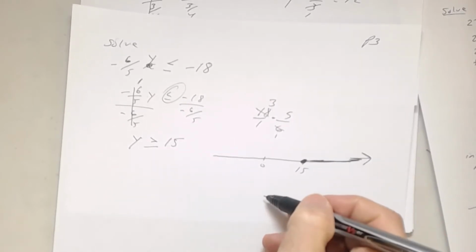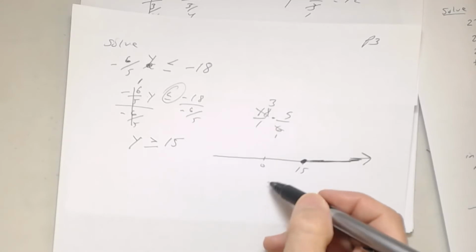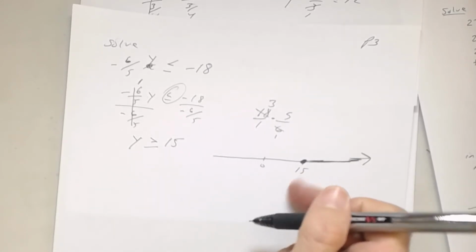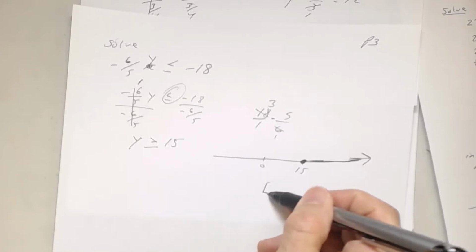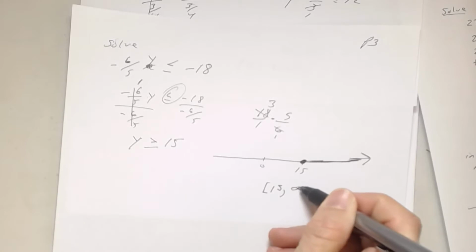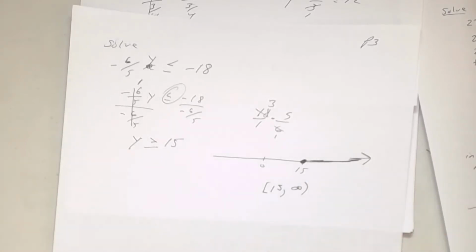What would the interval notation be? Go from left to right now. You always go from smallest to largest. What's my smallest solution? 15. Bracket. All the way to infinity with a parentheses.